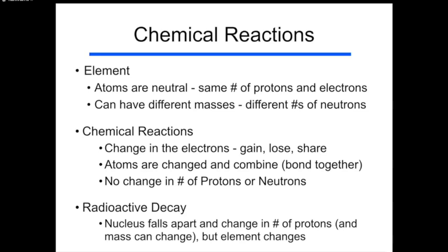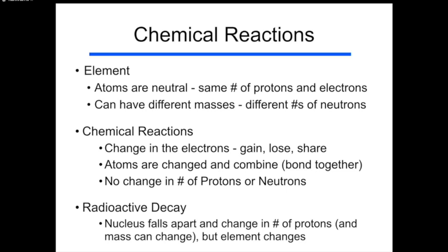All right, let's review. Before we go into chemical reactions, let's talk about how we count protons, neutrons, and electrons. When we look at an element from the periodic table, we know that atoms are neutral. They have no charge, which means that they have the same number of protons and the same number of electrons. The only differences that we can have between two of the same atom is that they may have different numbers of neutrons, which may make them weigh just slightly different.